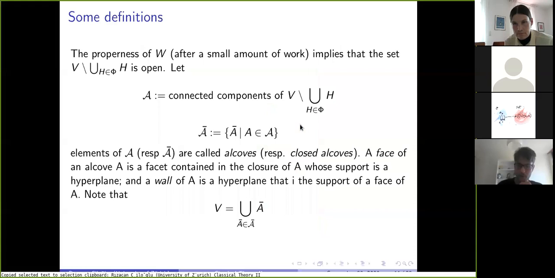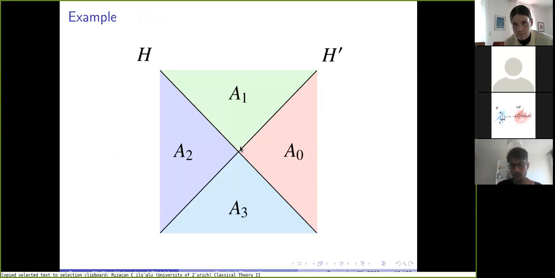I don't know if I mentioned this, but I don't think so. I skipped it. I'm sorry. A wall of A is just the support of a face of A. So here again, let's look at A0. The support of this face is H prime. So H prime is a wall of A0. And similarly for this face of A0, H is the support of that face. So H is a wall of A0. I'm sorry that I skipped it. Anyway, I think this picture really makes every definition clear, and they're geometric and nice.